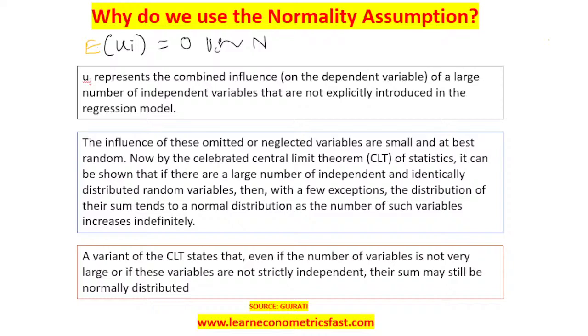That error is actually capturing the influence of other related variables which are not included in our model. So we are assuming that on average their influence in our model is so negligible that our model will be the best model. So this ui represents the combined influence on the dependent variable of a large number of independent variables that are not explicitly introduced in the regression model. Fine.